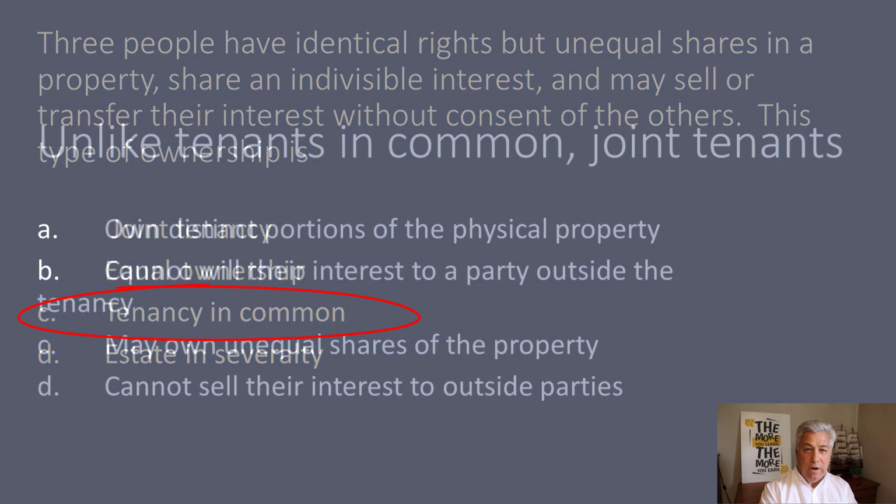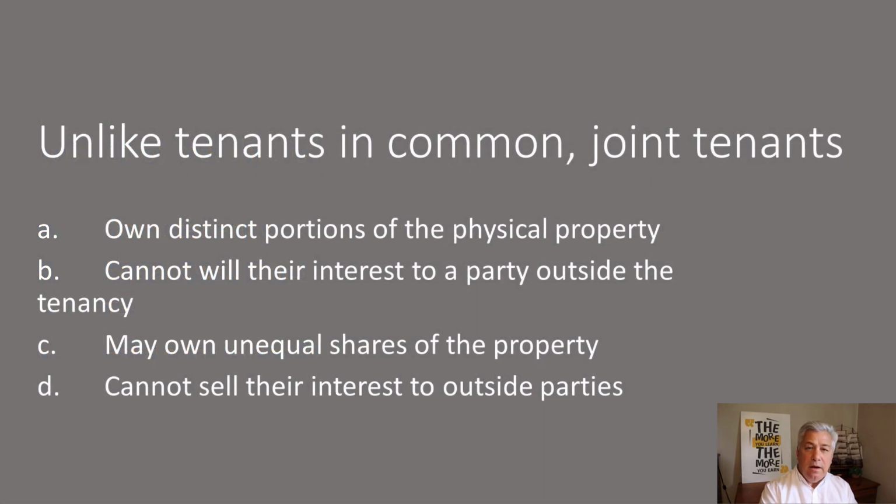Question number 3. Unlike tenants in common, joint tenants? The answer is B. Cannot will their interest to a party outside of the tenancy. Joint tenancy has rights of survivorship. And what that means is when one of the co-owners passes away, their ownership is absorbed by the other co-owners. Essentially, there's one less owner that owns the entire property.